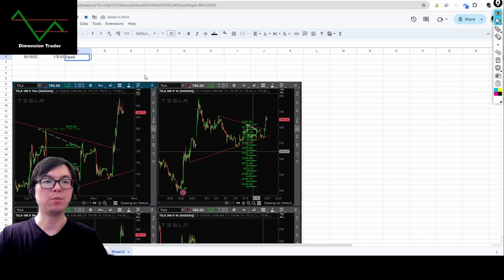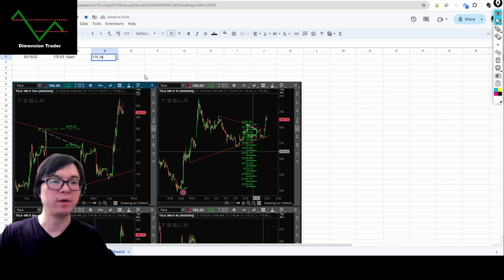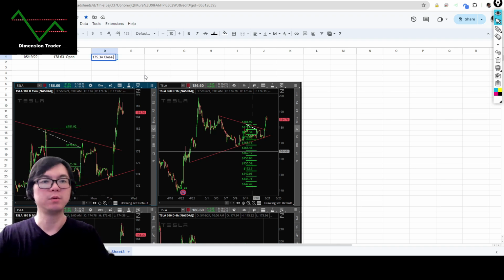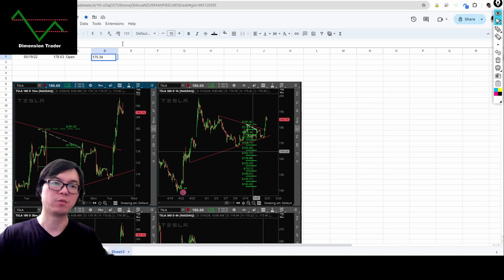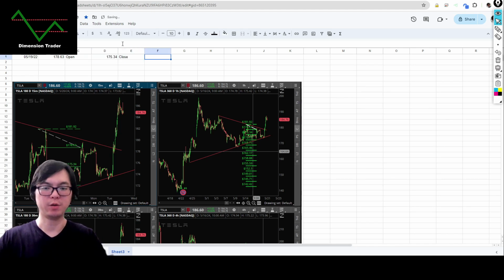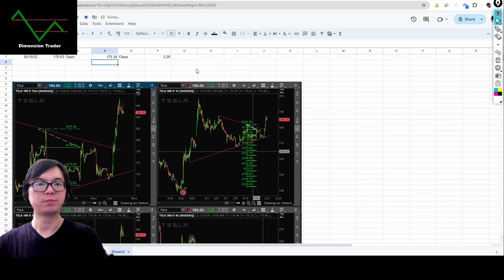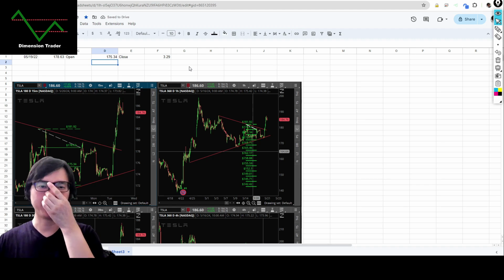Okay, this is the open, and we close around 175.34. Because when price reached this area, we moved our stop to 178, and the price moving further down, we moved our stop to 175, and the price bounced back and then closed this position. So what we write is close, which means we have around $3.29 profit.